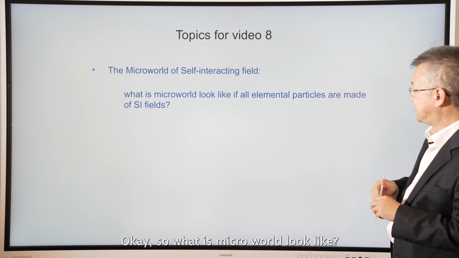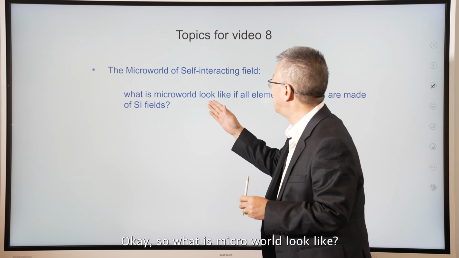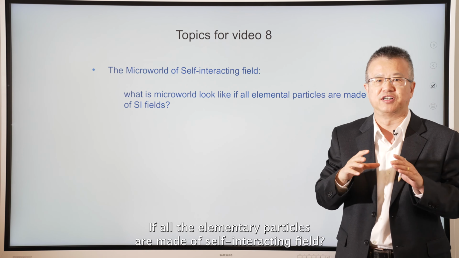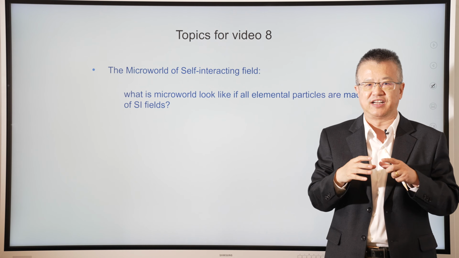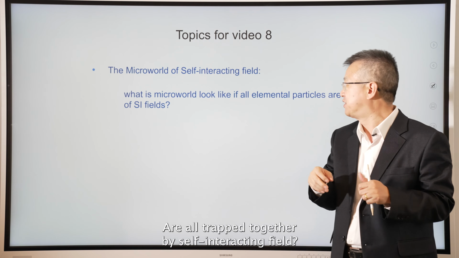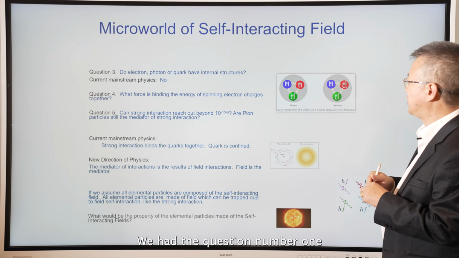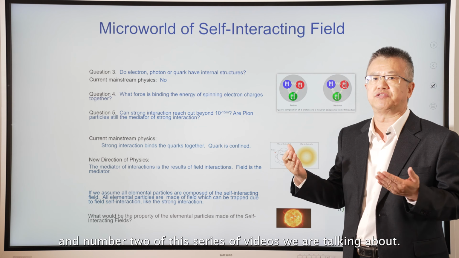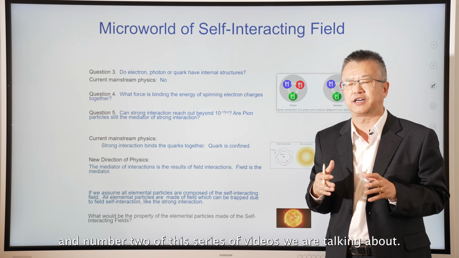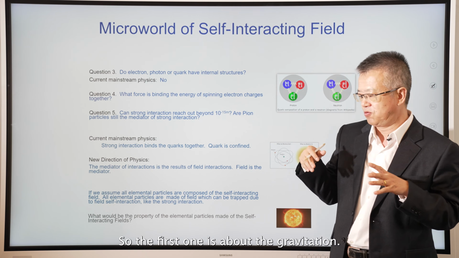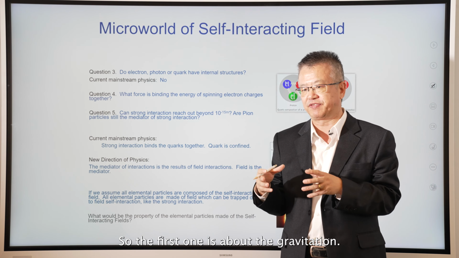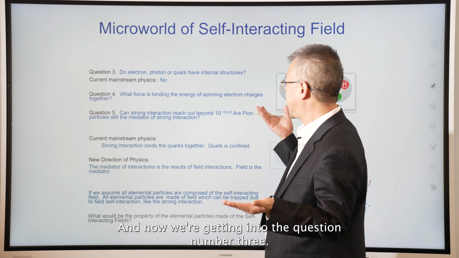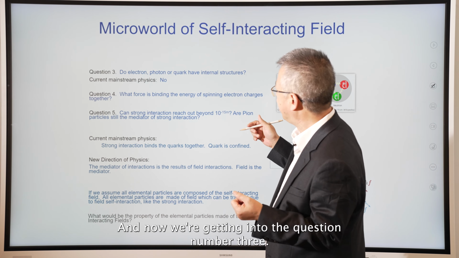So what does the microworld look like if all the elemental particles are made of a self-interacting field, all trapped together by the self-interacting field? In question number 1 and number 2 of this series of videos, we talked about gravitation. The first one is about gravitation, the second one is also about gravitation. Now we're getting into question number 3.